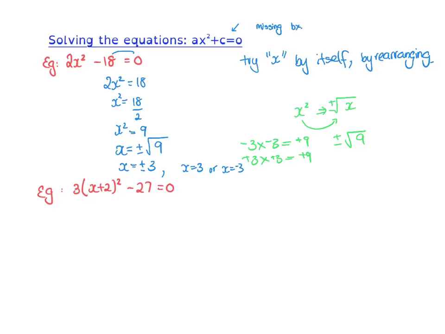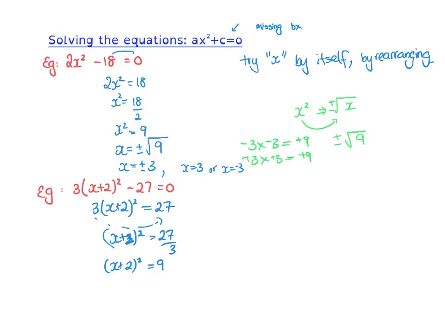So if we go about doing this second one here, we could go about the same way. So let's move that 27 over. It becomes a positive 27. Now I'm going to move the 3 over, and it's timesing there, so we're going to divide on this side. So we're left with x plus 2 squared equals 9.